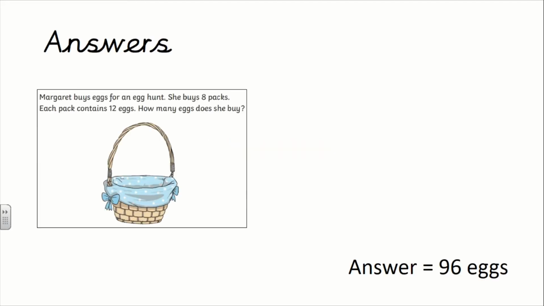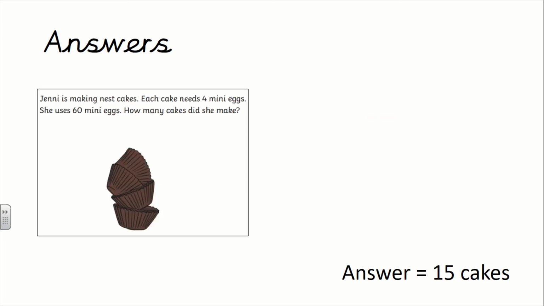So, answer to our first question. So, the answer to our first question is 96 eggs. Let's have a look how we got to that answer. I've got 12 times by 8. So I'll do 8 times by 2, which gives me 16. I put my 6 ones in the ones column, and I carry that 10 underneath in the tens column. Then I'll do 8 times by 1, which gives me 8, add that 1, which gives me 9. So there's my answer for that first one.